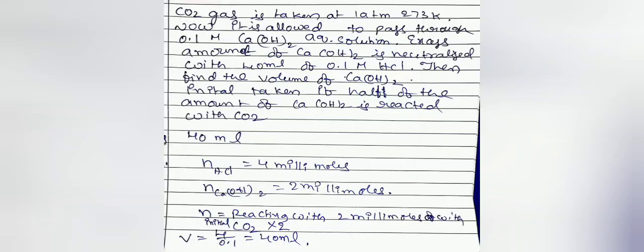For calculating number of moles of Ca(OH)2 consumed, HCl number of millimoles we need to find out. 40 into 0.1, 4 millimoles. So only 2 millimoles of Ca(OH)2 is used. Must be 4 millimoles we have to take initially. So V will be 4 by 0.1, 40 ml.